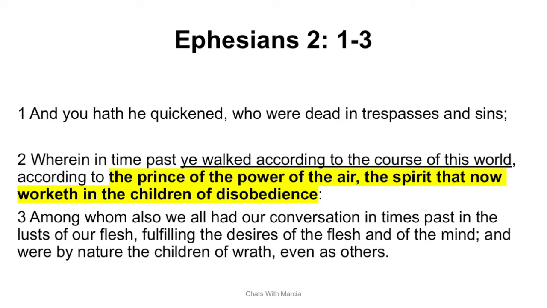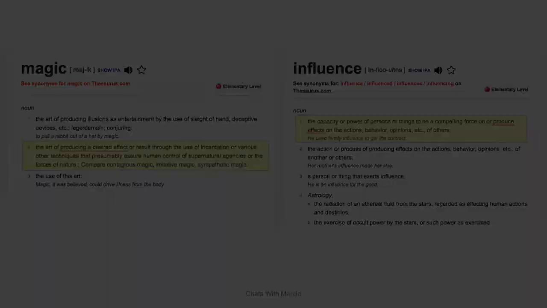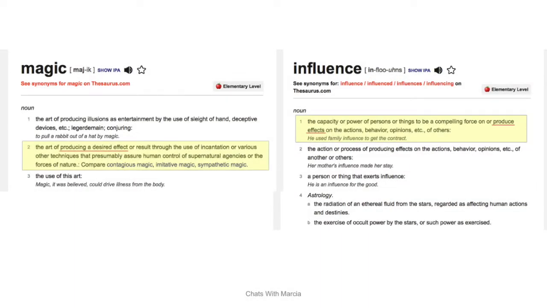This scripture confirms that the prince of the power of the air, or Satan, is the force that is at work in the children of disobedience. They are disobedient because their actions, behaviors, and opinions are under the influence of Satan, and it is through his influence that they disobey God. The whole intent of sorcery and magic is to influence a person's thoughts, actions, and behaviors. Let's examine how this influence comes into our lives.